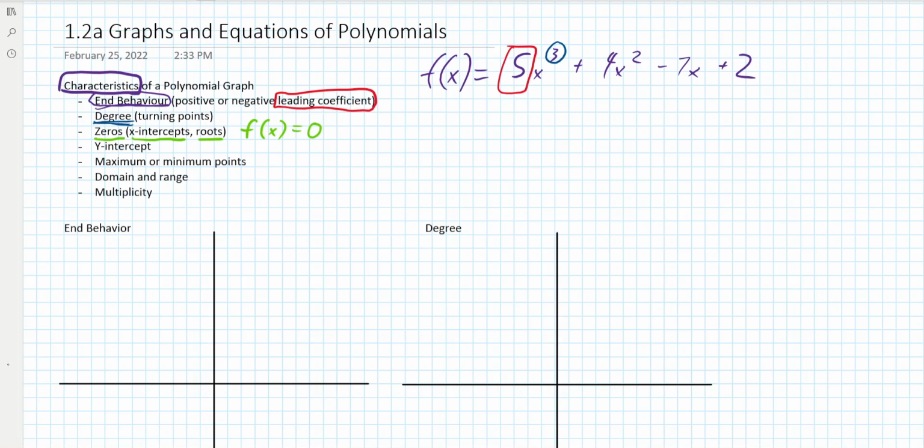All right, looking at the next part, we have y-intercepts. The y-intercept is wherever it hits the y-axis. So where f of 0 is something. Whatever the y is, this is if x equals 0, whereas for the x-intercepts, it's if y equals 0.